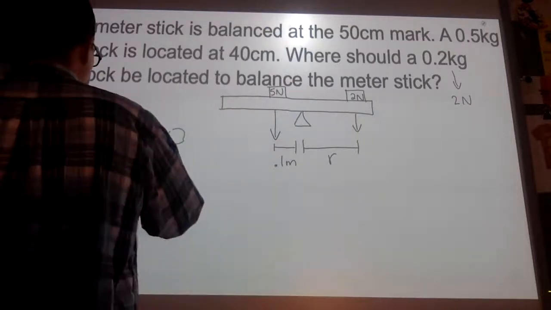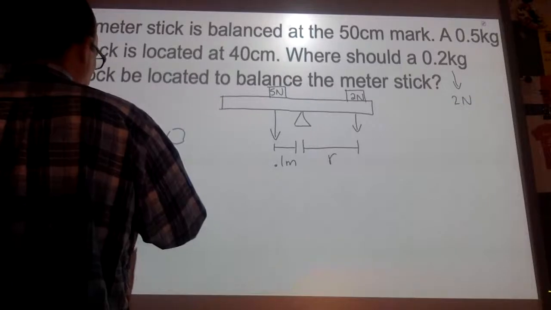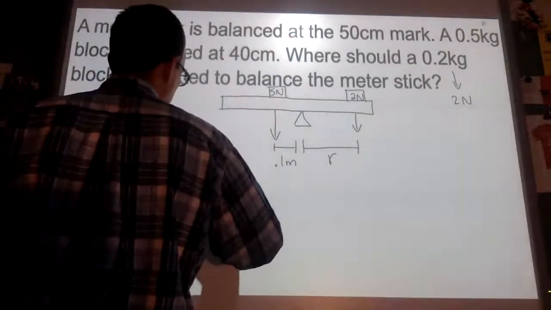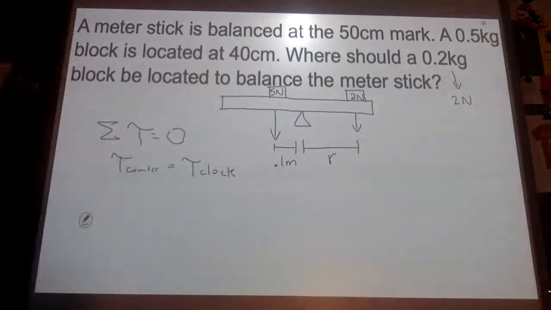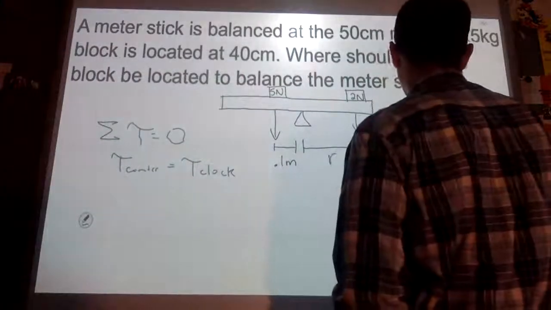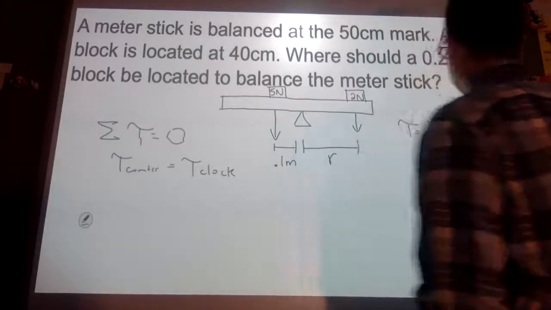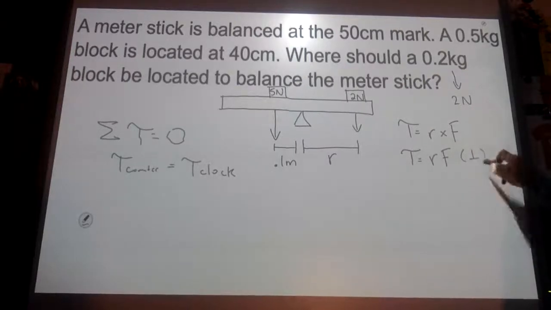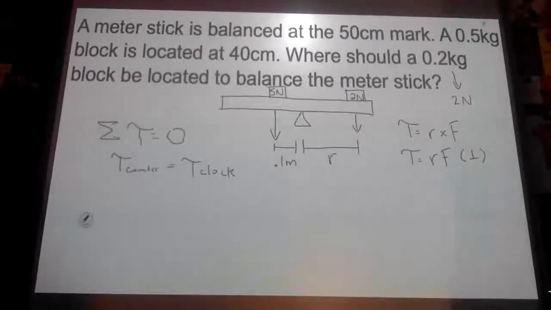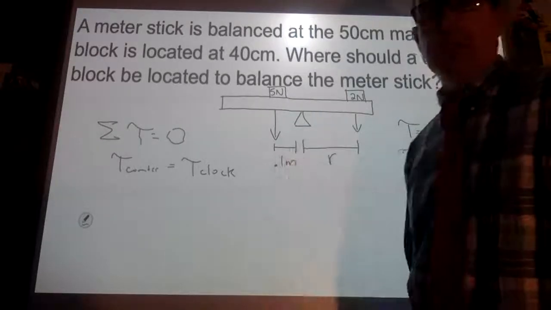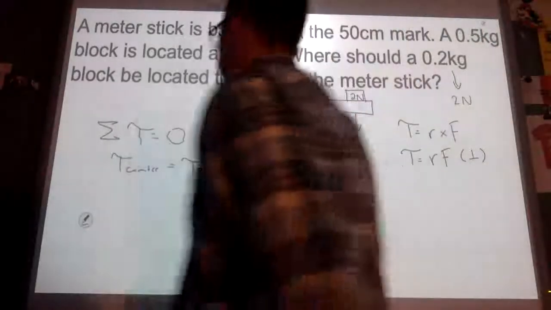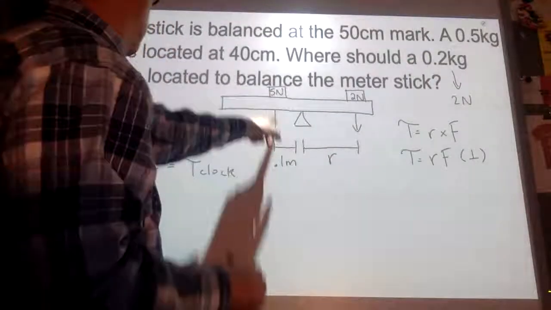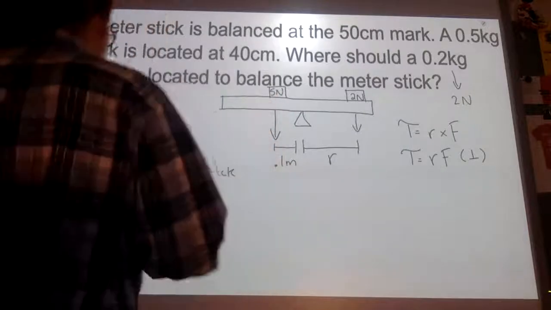And so that would mean that my torques that are going counterclockwise are equal to my torques that are going clockwise. Remember, torque is the cross product of the radius and the force, or you can write it as R F perpendicular. Our radiuses and our forces are perpendicular in this case. So the counterclockwise ones, the ones that want to make it go this way, is going to be 0.1 meters and 5 newtons.